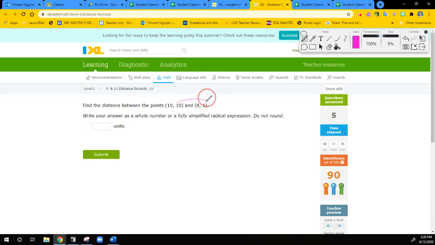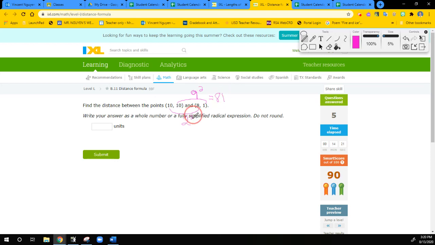From 10 to 1 and then from 10 to 8. All right, from 10 to 1 is 9 units. How do I know that? Well, because if you count 1, 2, 3, 4, 5, 6, 7, 8, 9, 10, you're going to use 9 fingers. From 10 to 8, that's 2 units. Okay? And remember, I got to square these. 9 squared is 81.